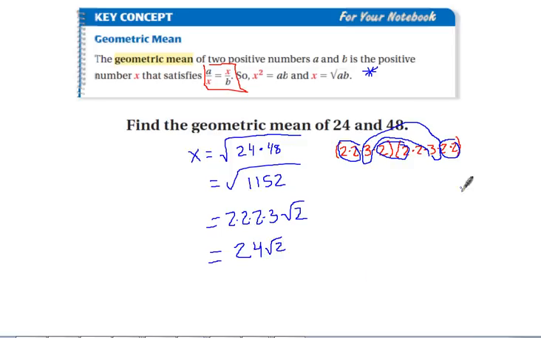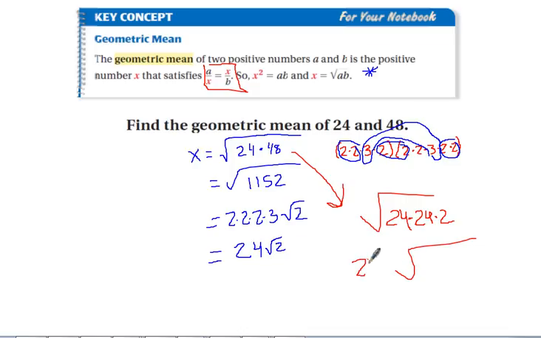Another way you could have looked at that, if you had gone straight from the beginning, square root of 24 times 48, we just said, is 24 times 2. You can bring that 24 out from the inside, because it's 24 times 24 on the inside, equals 24 times the square root of 2. A couple different ways to look at it, but the main idea is you want to set it up with x equals the product of the two numbers that you want to find the geometric mean of, and then simplifying the radical from there.